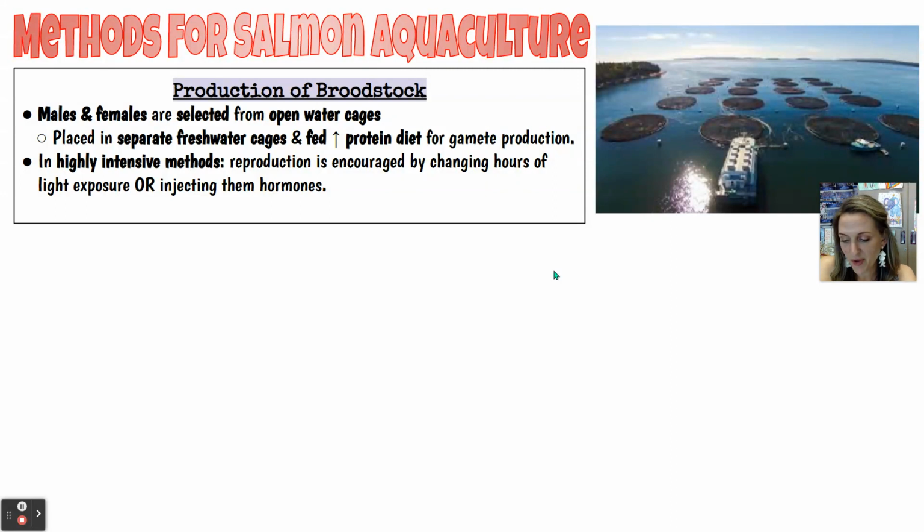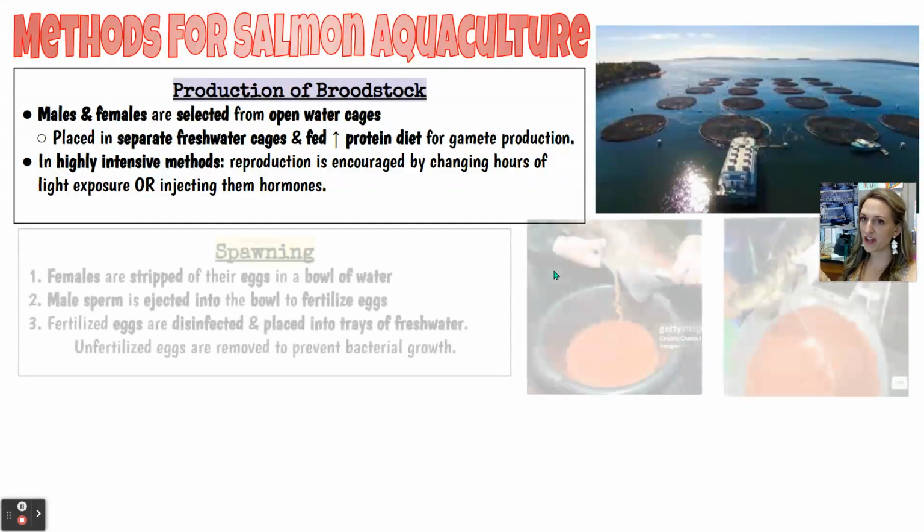In highly intensive methods, reproduction might be encouraged by changing the hours of light exposure so it can mimic what would be like in the wild, or they can add growth hormones.